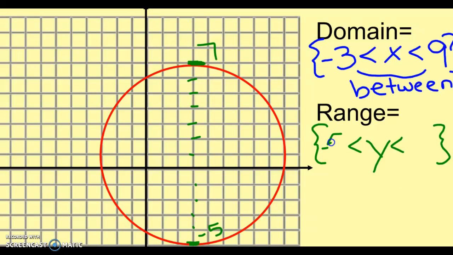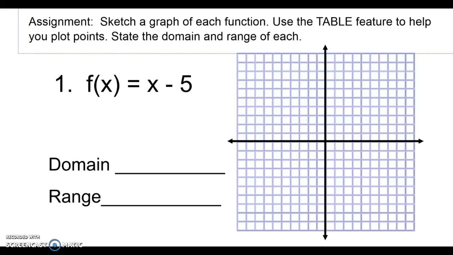Okay, it should be -5 to 7. That's your range. All right, let's look at your assignment. Your assignment says sketch a graph of each function and then use a table to plot the points, state the domain and range. I'm going to go ahead and draw that, and then you can check it, and then we'll talk about the domain and the range.